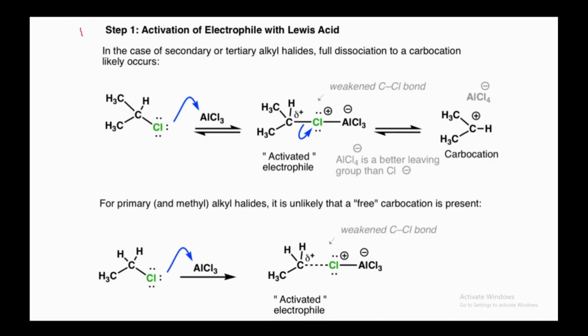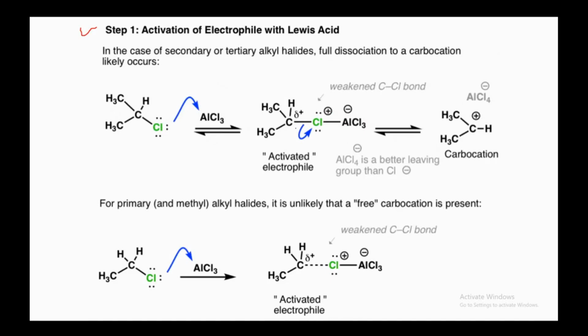So step 1 in the mechanism of Friedel-Crafts alkylation is activation of the electrophile with a Lewis acid. In the case of secondary or tertiary alkyl halides, full dissociation to a carbocation likely occurs. For example, this is the alkyl halide. First, the lone pairs of chlorine attack the electron-deficient atom, aluminum, which is the Lewis acid. The bond forms between chlorine and aluminum, and chlorine as a result gets a positive charge, and aluminum receives the electrons and hence gets the negative charge.